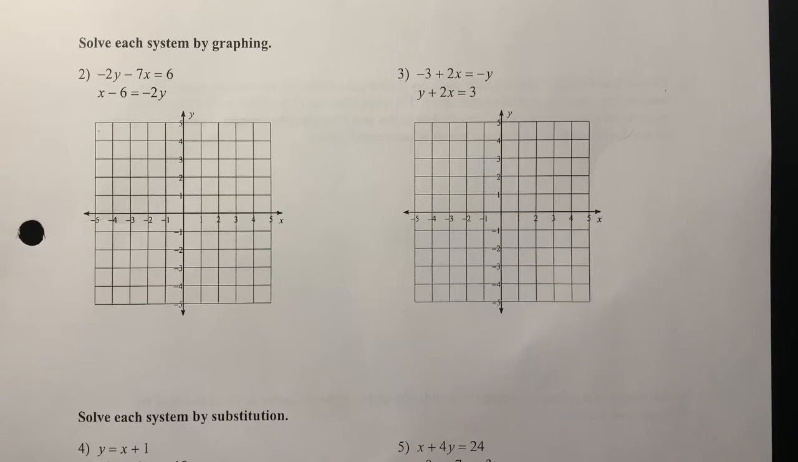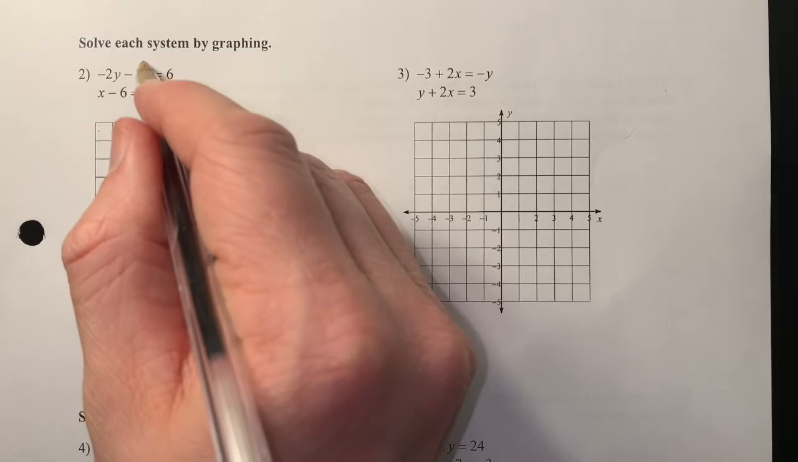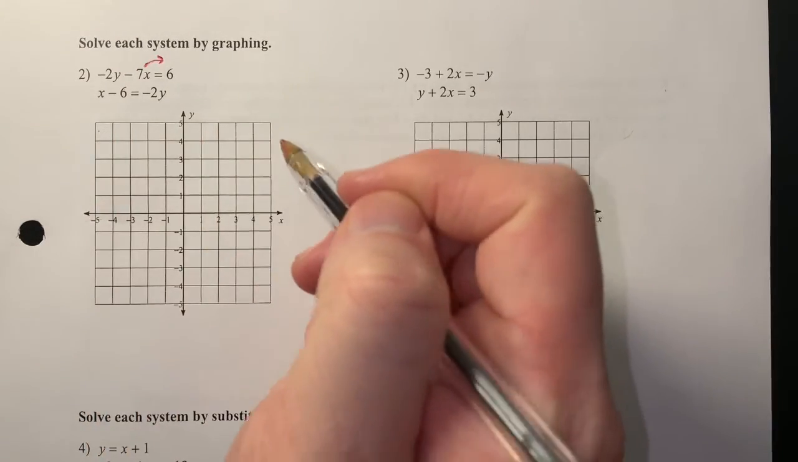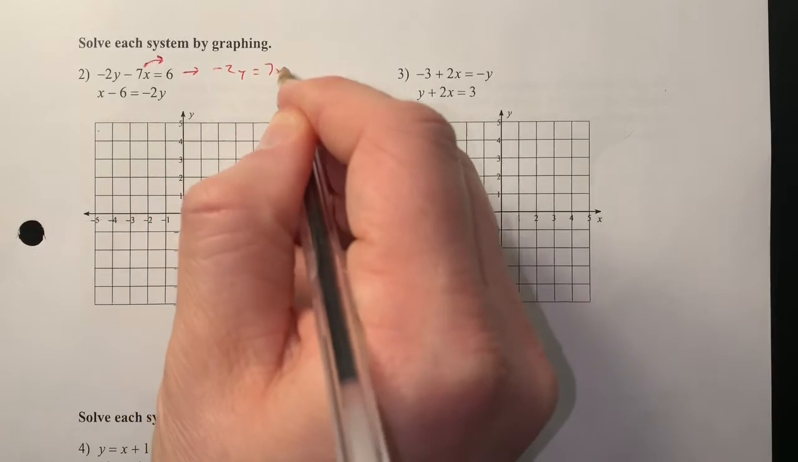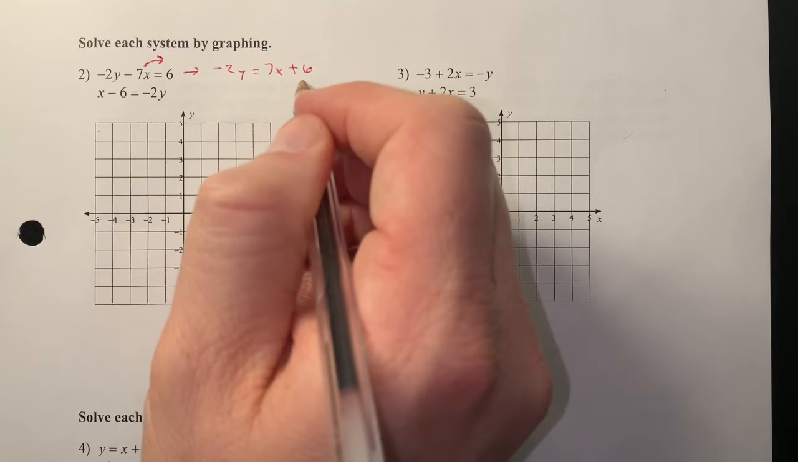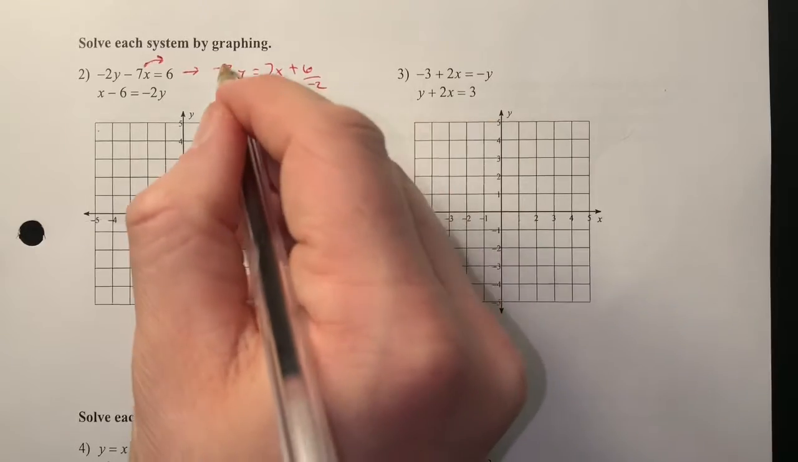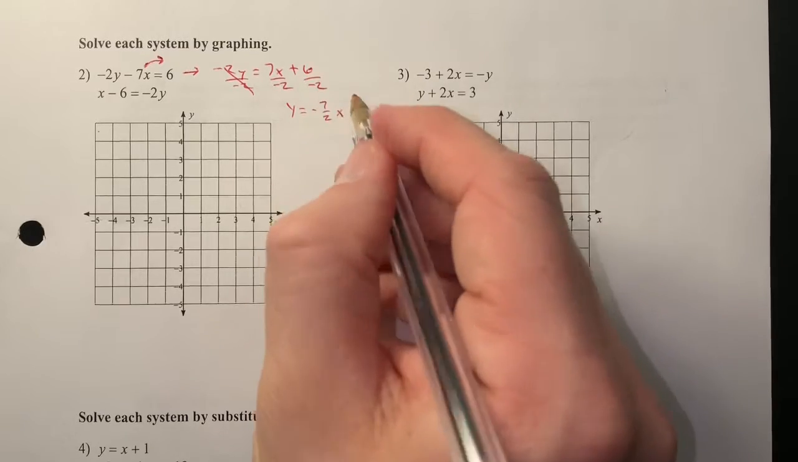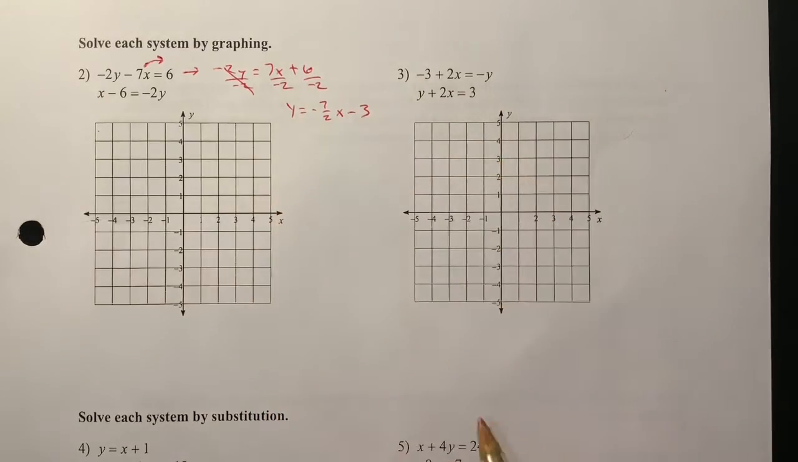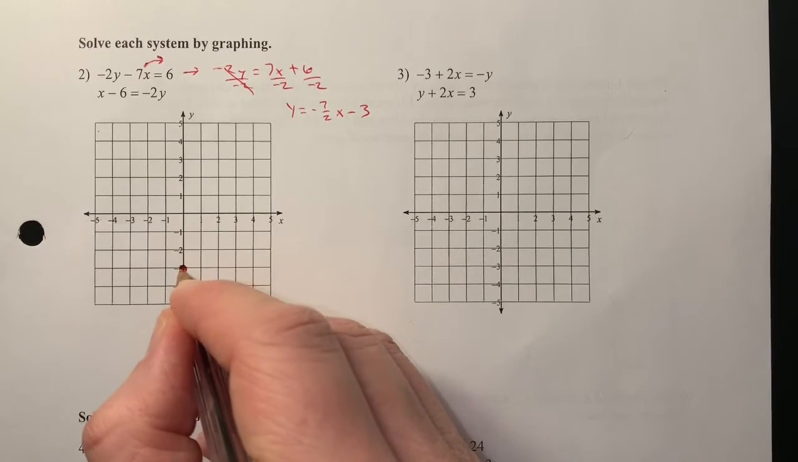Next, we're going to solve systems of equations by graphing. Probably the easiest way for both of these is to get y by itself. So in this first equation, I can move that negative 7x to the other side of the equation, and I'll get negative 2y equals positive 7x plus 6. And then I can divide every term by negative 2. So that's y equals negative 7 halves x, and then 6 divided by negative 2 is negative 3. So I have a y-intercept of negative 3 and a slope of negative 7 over 2.